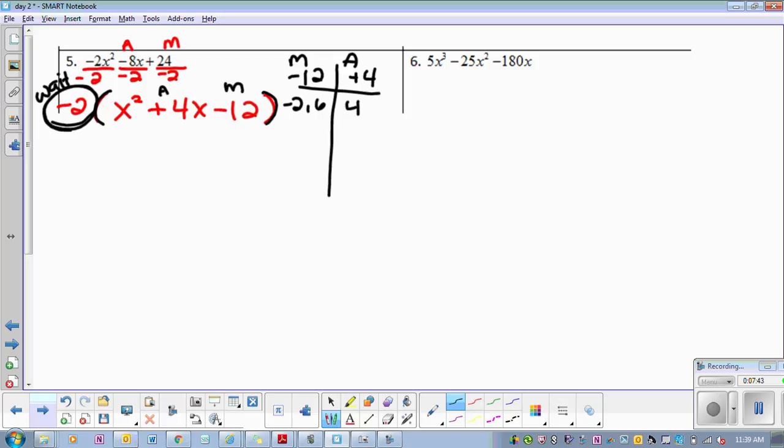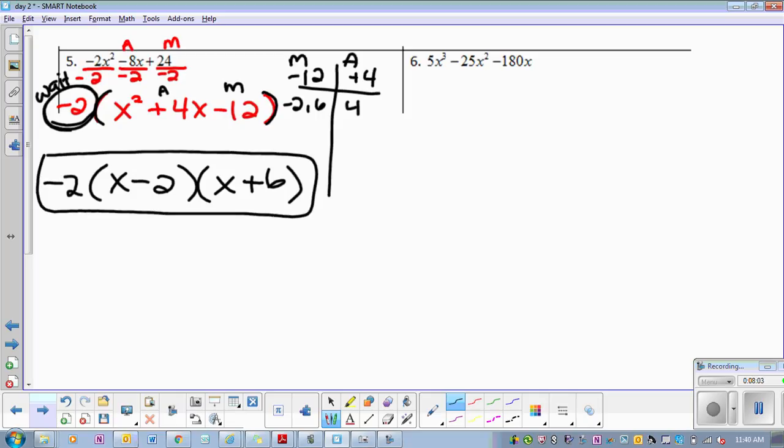This is just a plain old x squared, so we could go straight into our double parentheses, right? x what? Minus 2 and x plus 6. Don't forget to bring down the GCF, negative 2.